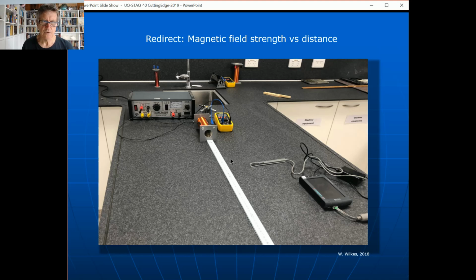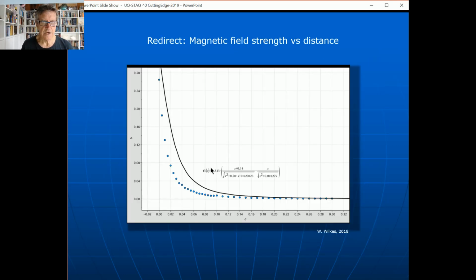Now she would have brought that over onto the ruler and read off the distance. That's just a magnetometer from Vernier, plugged into a LabQuest, which is reading magnetic field strength. And here's her data. Her data is the blue dots.